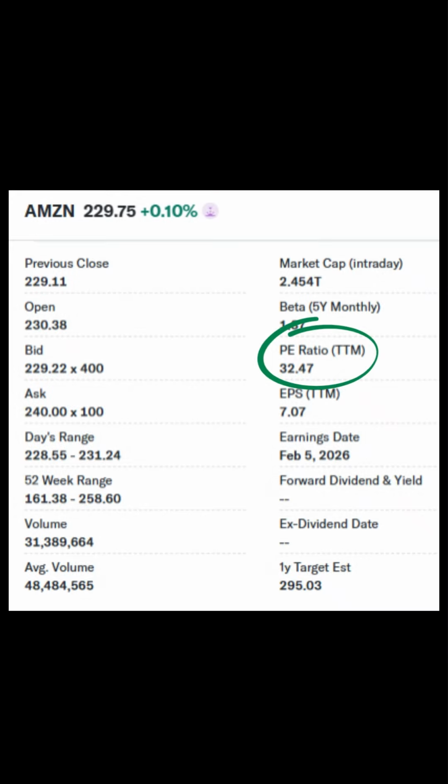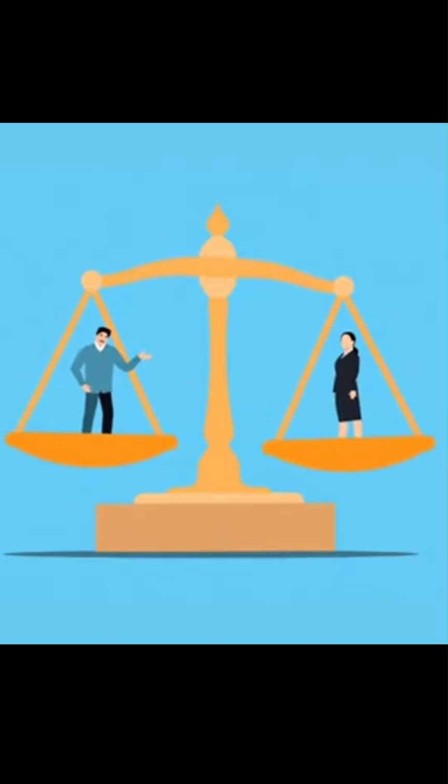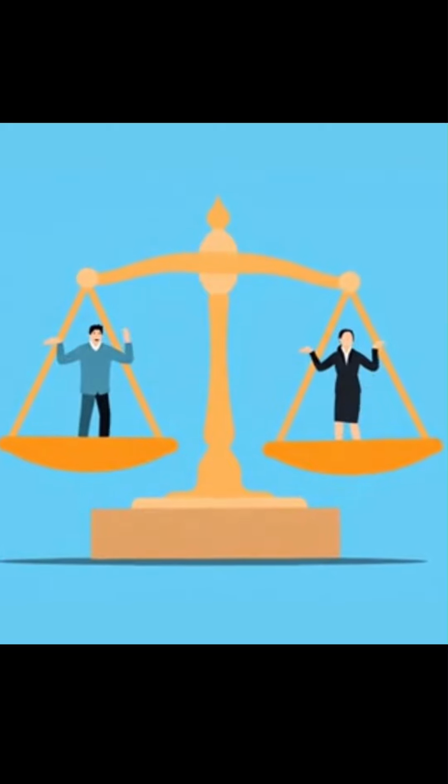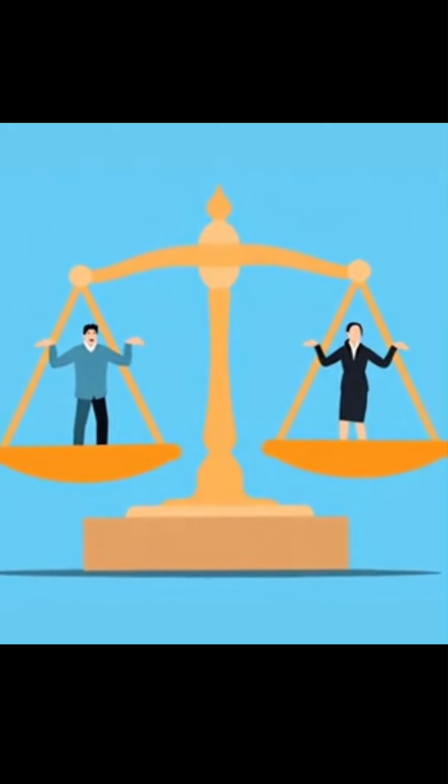A higher PE ratio usually means investors expect stronger growth in the future, so they're willing to pay more for the stock right now. A lower PE ratio might mean the company is growing more slowly, facing challenges, or simply being valued more conservatively. But here's the important part. A high PE doesn't automatically mean a stock is overpriced, and a low PE doesn't automatically mean it's a bargain.